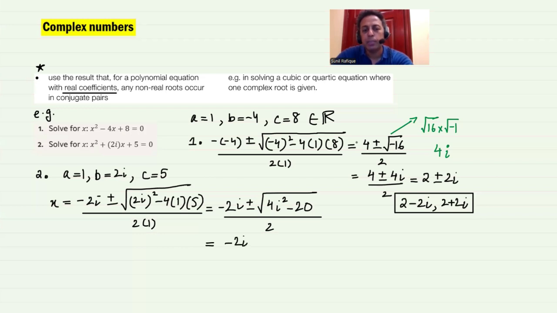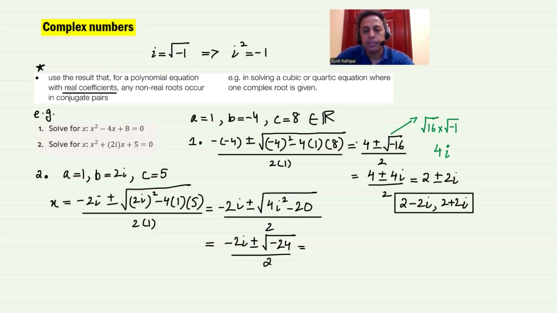Minus 2 iota plus minus root of, you remember from my first lesson that iota is the square root of negative 1, and this is an imaginary number and its square is negative 1. No real number has a square which is a negative number. Only imaginary numbers possess this property. So this is going to be minus 4 minus 20, which is negative 24, over 2.